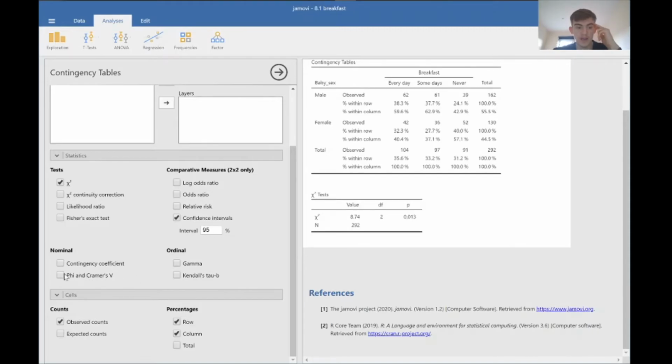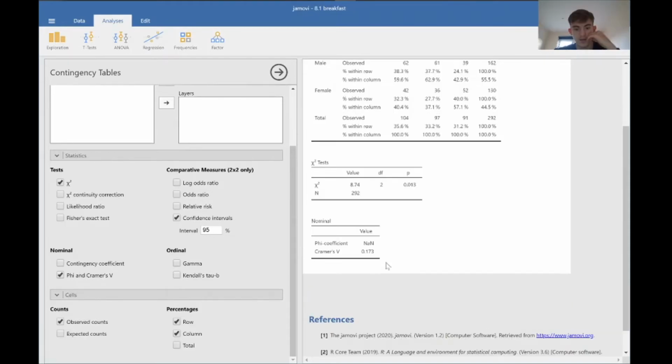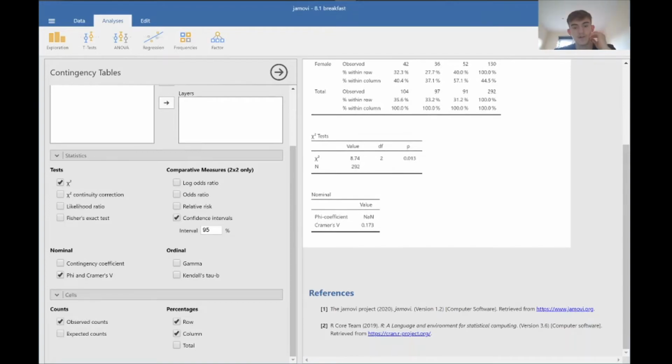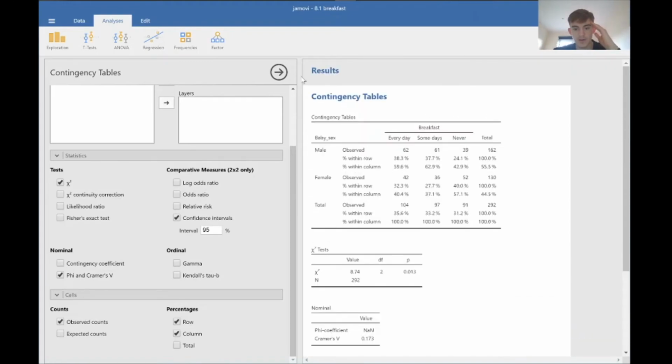Then we need our effect size, and in this case it's Cramer's V. You can see here, we're not worried about this. As you can see, in this case it's 0.173, so we can say that's a small sized effect. So right now we've got all the data that we need. Now let's jump into Word and see how we would phrase all this.